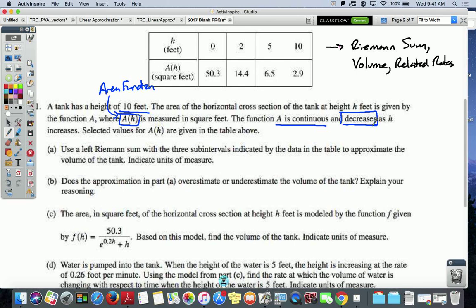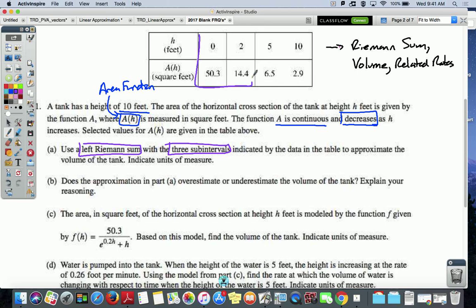Part A says use the left Riemann sum with 3 subintervals indicated by the data in the table to approximate the volume of the tank. So if we're using a left Riemann sum with 3 subintervals, I'll do some kind of background work up at the top on the table. So we're going to split into 3 subintervals. And what that means is I'm going to look at 2 points at a time.